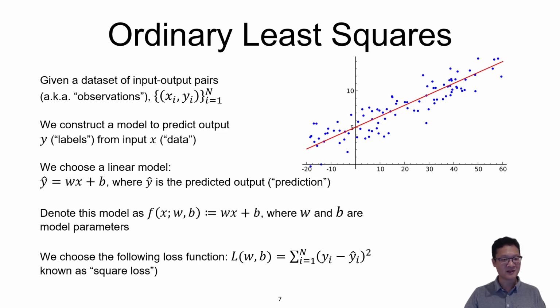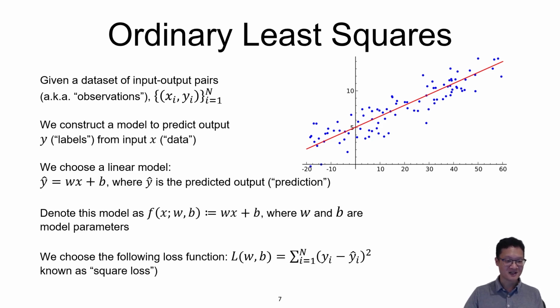But let's set up the problem a little bit more rigorously. So let's look at what we're given. We're given a data set of input-output pairs, also called observations. These are going to be denoted as xi, yi. So each xi, yi would be a data point, and then the data point indices go from i equals 1 to capital N.